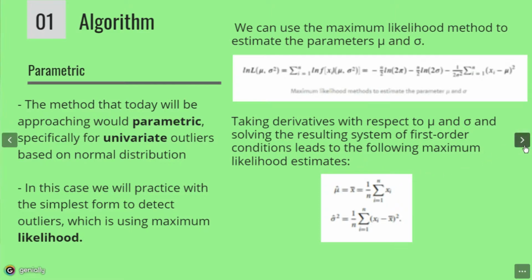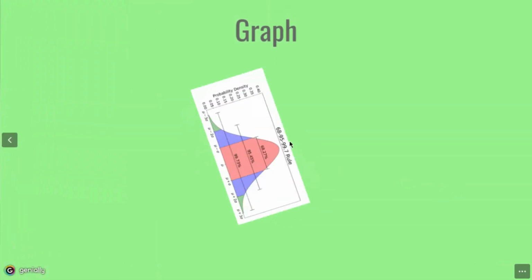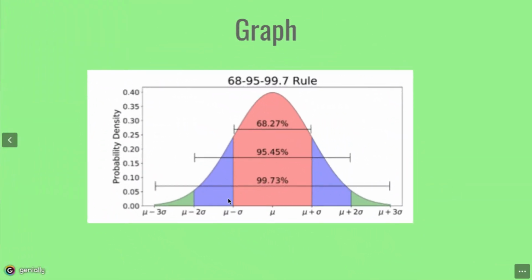between 3 times the standard deviation from the left and from the right of the mean contains the 99.7% of all the data in our distribution. That means that we can assume that any data that is outside that range can be considered as an outlier.